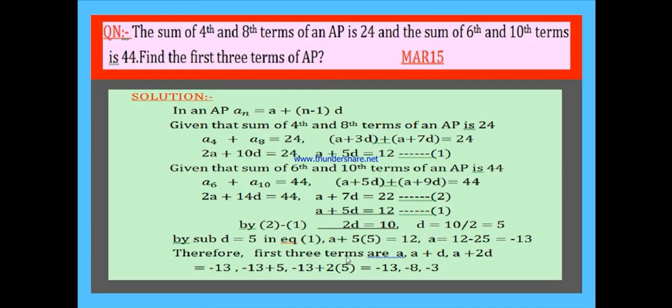Therefore, the first 3 terms of an AP are A, A plus D and A plus 2D. The A value is minus 13 and the D value is 5. The first term is minus 13. Next, A plus D means minus 13 plus 5, which is minus 8. Next, A plus 2D is minus 13 plus 2 into 5. 2 fives are 10. 10 minus 13 is minus 3. These are the first 3 terms of this AP.